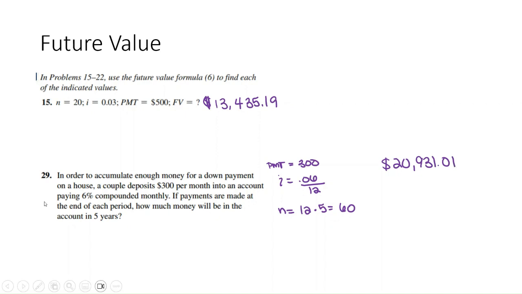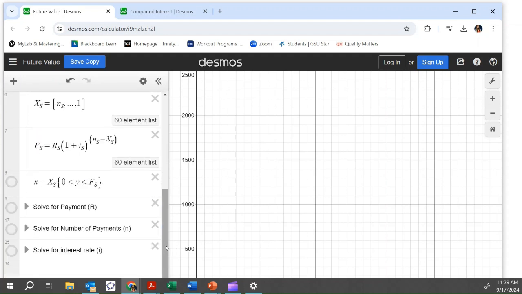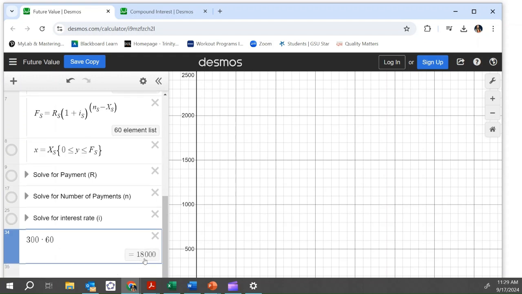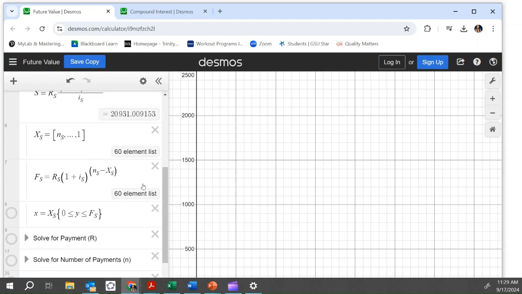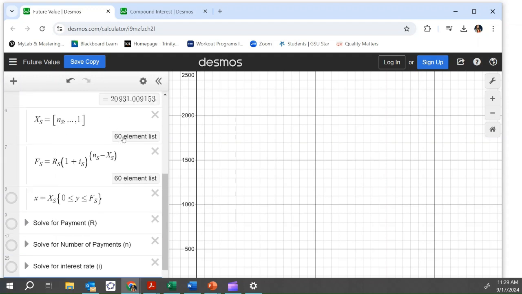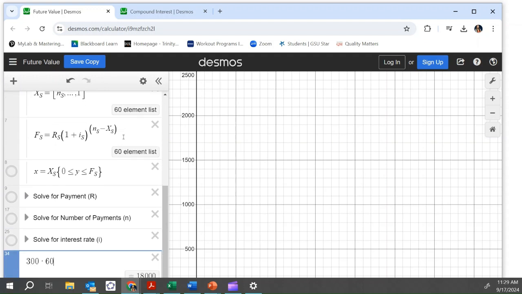And just to do a little bit of understanding here, you put $300 into this account 60 times. So just to show you what the difference is here, you did $300 60 times. So you put $18,000 in, and the interest got you up to $20,931. So $2,931 was gained in your interest.